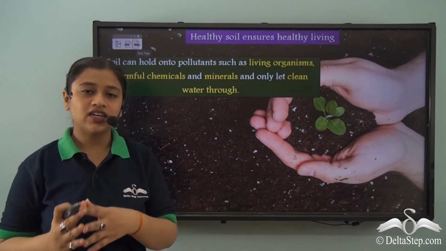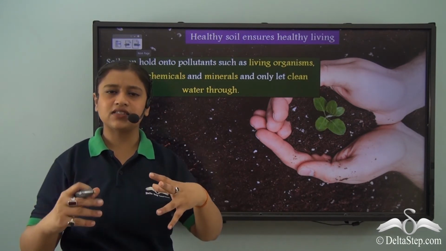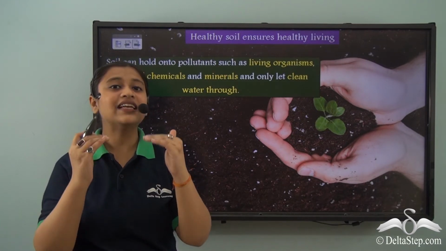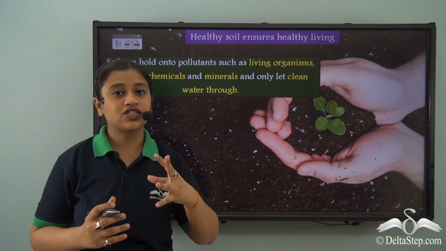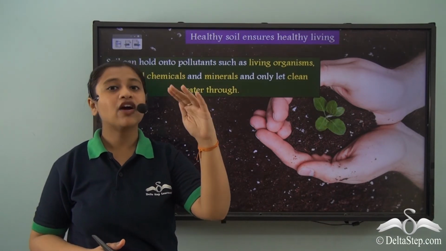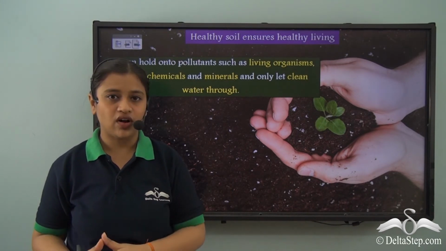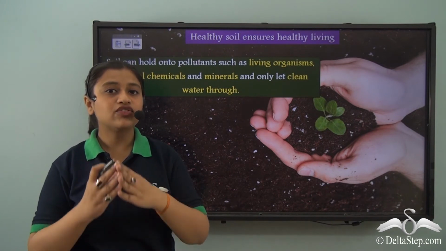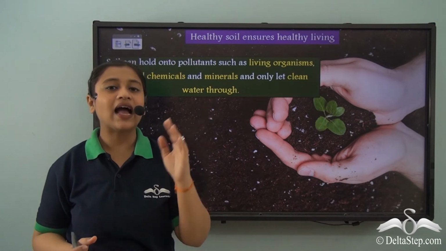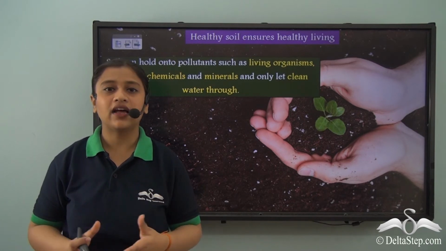So till now we have learnt how soil is formed. We also learned how different factors influence soil formation, and then we learnt about the different layers of the soil. We learnt that the soil can be divided into 4 distinct layers, namely the topsoil, followed by the subsoil, then the substratum, and lastly the bedrock. We also learned that out of those 4 distinct layers, the 2 most important layers are the topsoil and the subsoil. So now let's see how soil plays an important role in our lives.